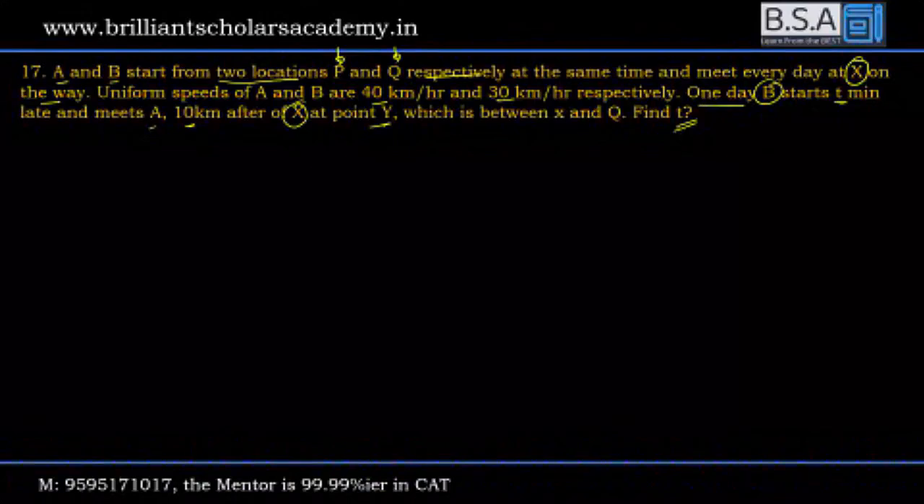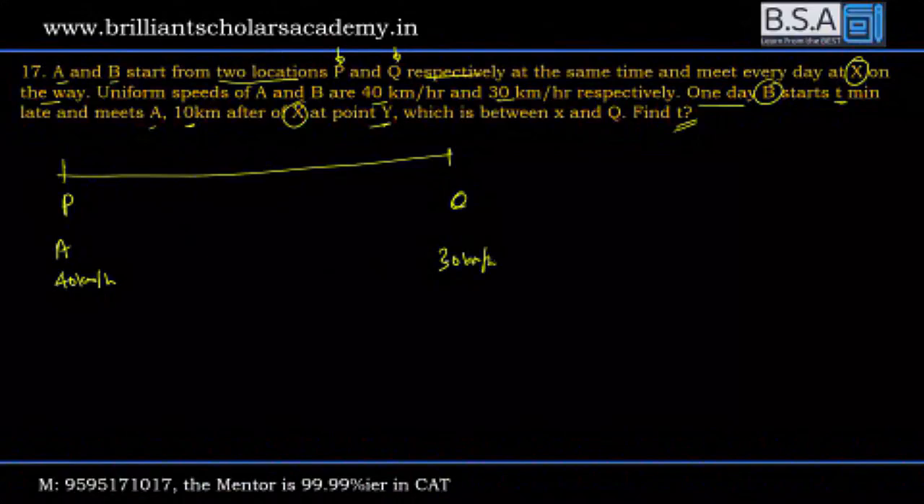You do not know the distance between the two points P and Q. You do not know the value of time by which B is delayed, T. This goes in this manner. There's a line PQ. A starts from here, 40 kmph. B starts from here, 30 kmph. They meet at some point X.